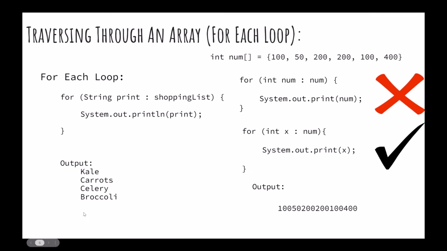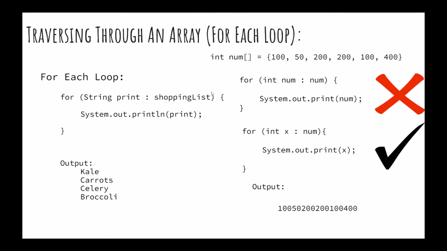Now we can traverse through an array using a for loop, or we can use a for each loop. Both work pretty nicely. A for each loop is a bit weirder. It looks foreign, but it's quite easy once you get the hang of it. In a for each loop, you have to write the data type of the array.